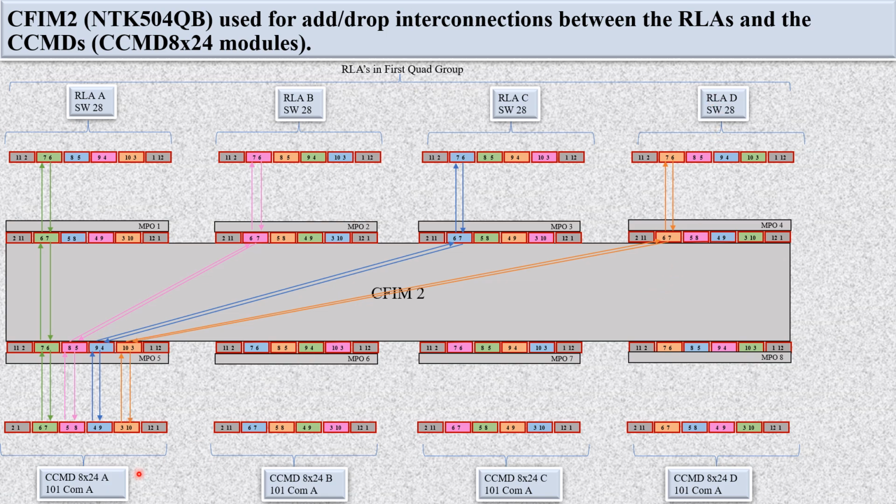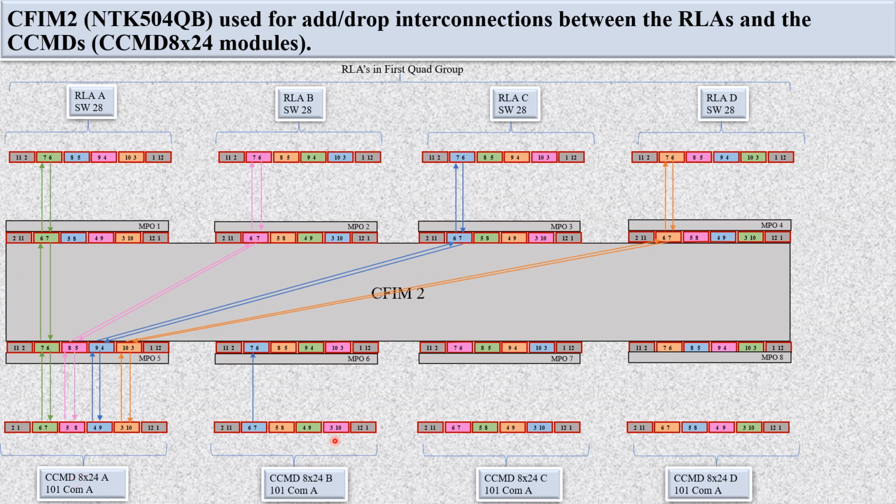So now you can see via this CCMD 8x24, we have four directions: to RLA, to RLAB, to RLAC, and to RLAD. This is the MPO port. Via this green fiber pair, the CCMD 8x24 signal can go in this direction. Via another fiber pair, it goes in the second direction, then the third direction, then the fourth direction. So from this 101 port, we can achieve 4 degrees. In the same way, 102, which is the other MPO port of the CCMD 8x24, we can achieve another 4 degrees. So with CCMD 8x24, we can achieve 8 degrees. This is the connectivity.